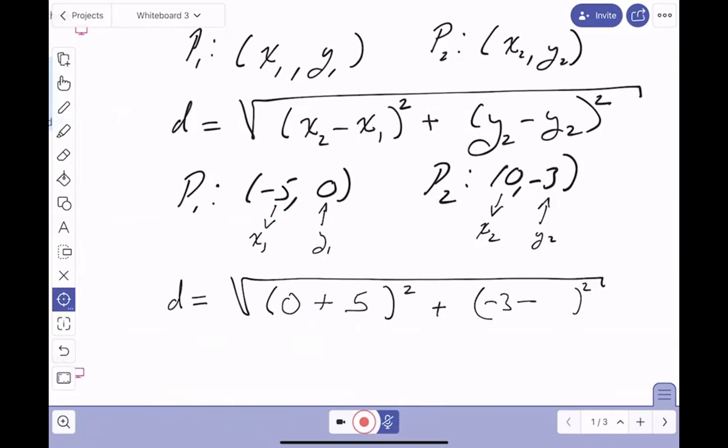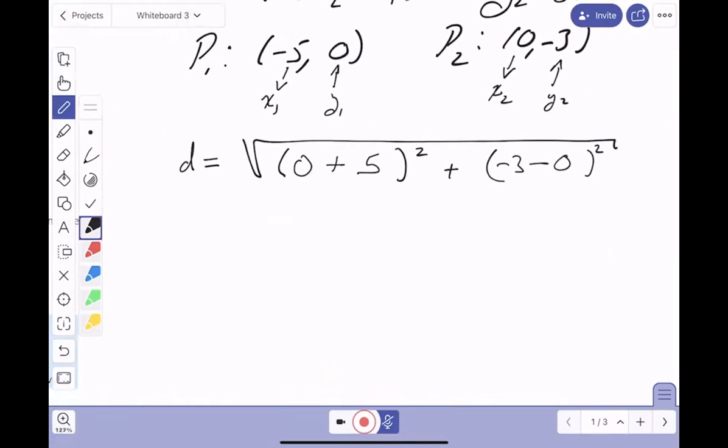let's see. Whoops, I made a mistake in the formula. I just saw it too. Let me erase that. I'm sorry about that. That wouldn't make any sense. Sorry about that. So it's going to be Y2 minus Y1. Well, what's Y1? It's 0. Let's put that in there.